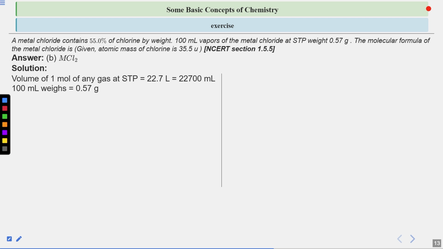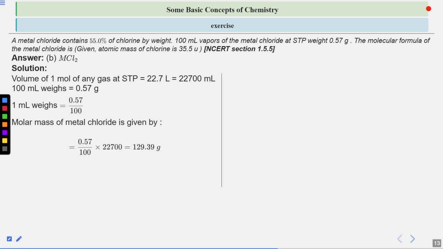Now, next thing that we know from the question is that 100 ml of this vapor has a weight of 0.57 gram. Now, what is the weight of 1 ml? It will be 0.57 by 100. Or we can also say that what will be the weight of 22.4 liter of the gas or 22400 ml of the gas. So that will be simply multiplied by this given thing.